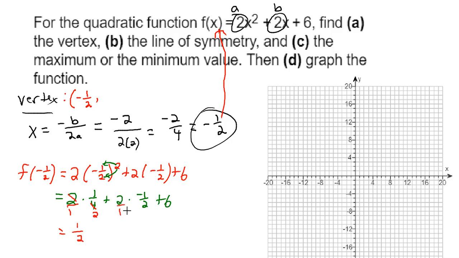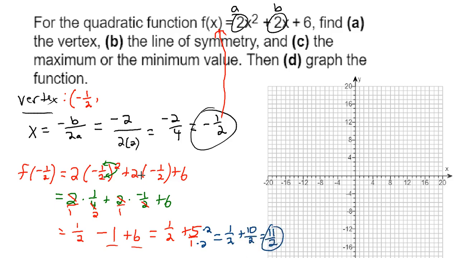Do the same thing here. Think of this as 2 over 1. The 2's cancel out, and we get negative 1 divided by 1, which will just be negative 1, plus 6. And so that's going to give me 1/2 plus 5, right? Because negative 1 plus 6 will be positive 5. Think of this as a fraction. We have to get a common denominator. The common denominator will be 2. So I multiply 2 to the top and bottom here. So I get 1/2 plus 10 halves, which will be 11 halves. And so that will be my y-coordinate for my vertex.